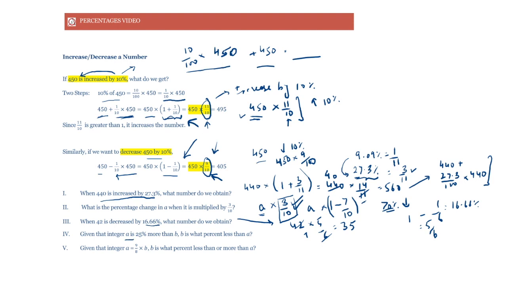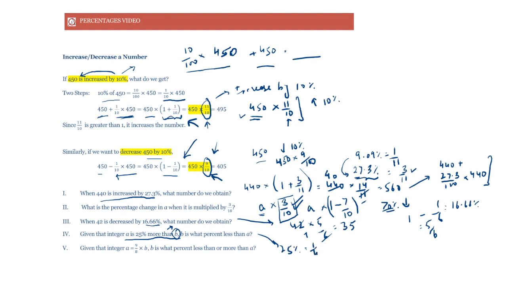Okay, given that integer A is 25% more than B. So first of all, let's discuss what is this 25% more than B. What is our base over here? 25% of what? When we have "more than B," we are comparing with B. Since we are comparing with B, our base is B. So this means that 25% is of B. Note what follows "than." That is our base. So 25% more than B. 25% is 1 by 4.